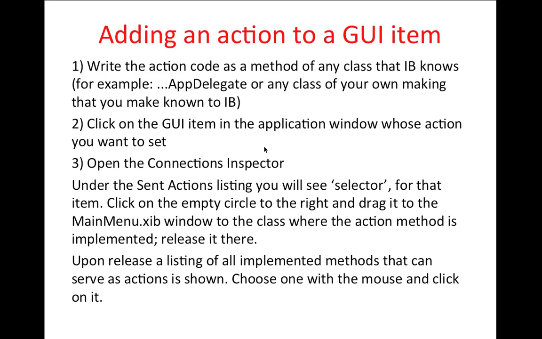So adding an action to the GUI item, we can write the code as a method of any one of the classes that the interface builder knows about. For example, the app delegate or any class of our own making that you can make known to the interface builder. Well, how do you make it known? You just stick it in the same class folder. So whatever you put in the app delegate folder, which is the class folder, object folder, it's going to be seen in the interface builder.